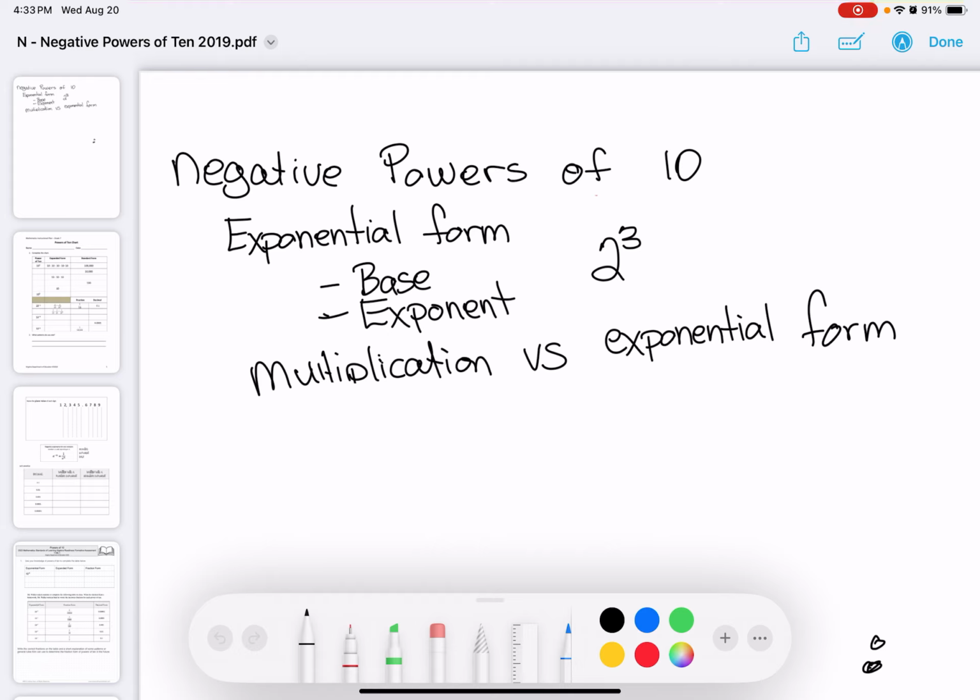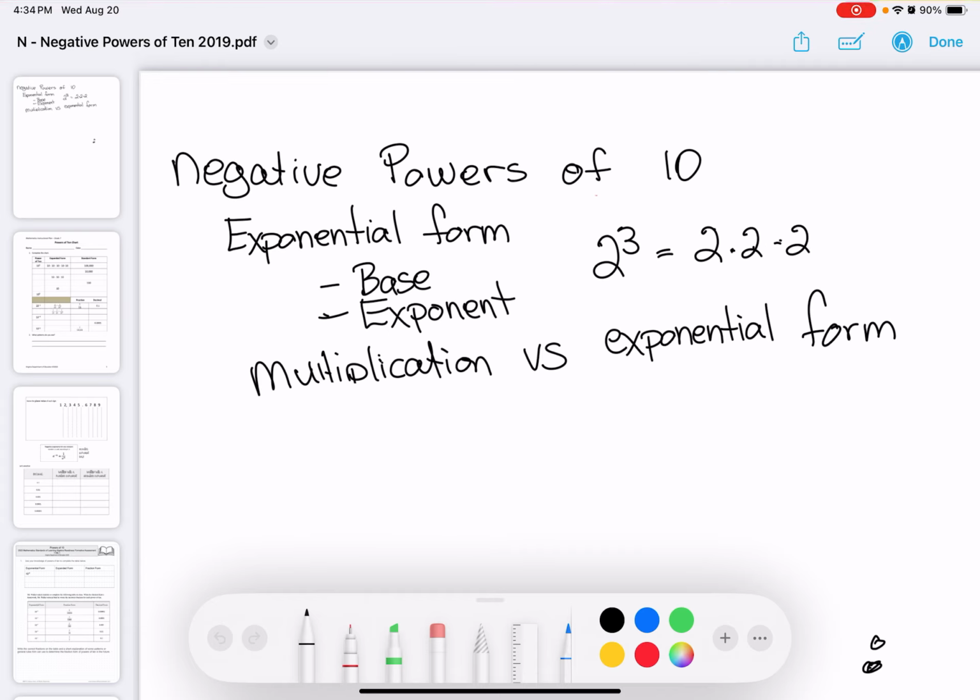My exponent is the little number to the left on top, so that is a 3. And when we write a number in exponential form, that means we want to repeatedly multiply. We're going to take this base, which is 2, and we're going to multiply that 2 three times. So this is not 2 times 3. This is actually 2 times 2 times 2.